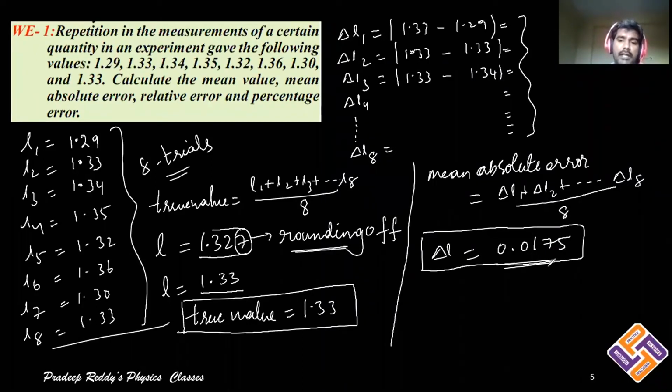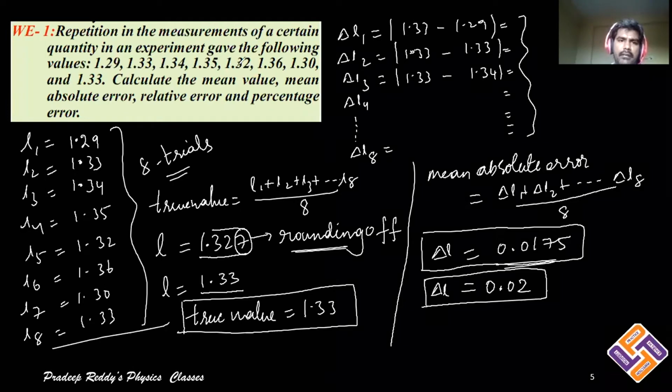But as I already told you, the mean absolute error also should have only 2 digits after the decimal point. So you should round this off to 2 decimals, which is 0.0175. 7 is greater than 5, therefore 1 is raised to 2. It becomes delta L, which is 0.02. This is the mean absolute error.